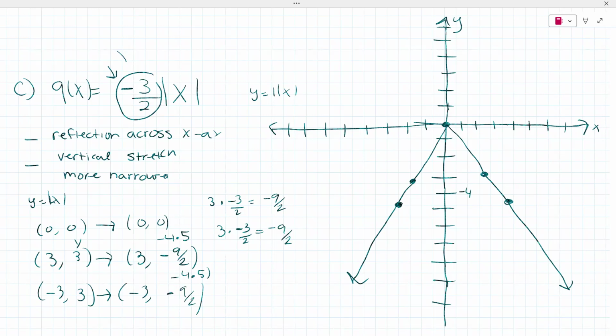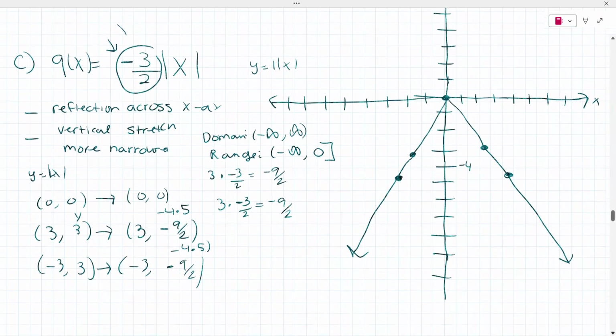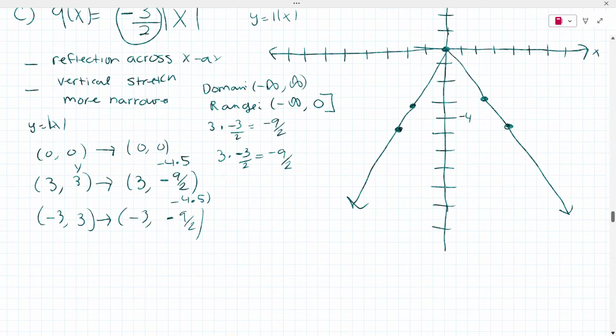So yeah, there's a lot of ways you can graph absolute value. So what would be the domain? The domain is still all real numbers. The range: the smallest y value is not 0. 0 would be the highest y value. So our smallest y value is actually negative infinity, and then it stops at the y value 0. Good. Makes sense?